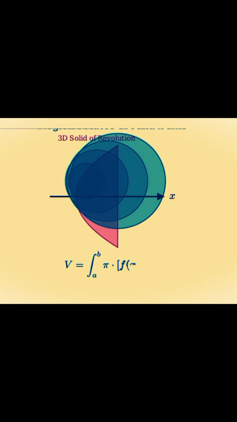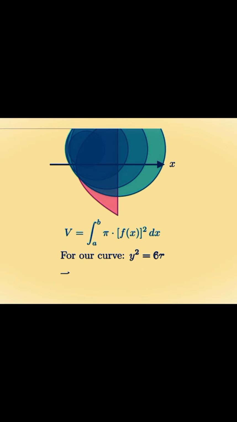The disk method states that the volume is given by the integral from a to b of pi times the radius squared dx. In our case, the radius of each disk is equal to the y value on our curve. So we need to express y in terms of x. From our curve equation, y squared equals 6x, we can express y as y equals the square root of 6x.